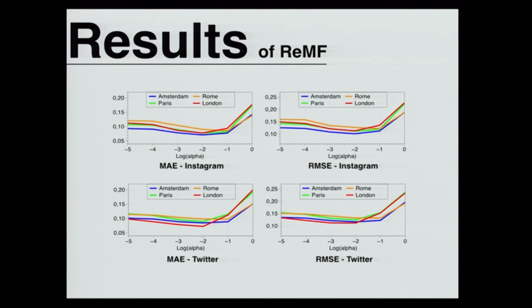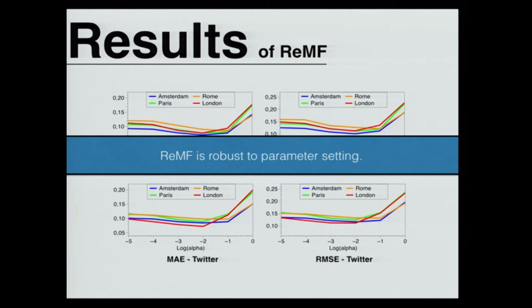Now, let me first give the results of ReMF when alpha varies from small to large, and how the performance of ReMF changes. As you can see from these four figures, the performance usually first decreases, then increases when alpha varies from small to large. Moreover, the curves are more or less stable, and that's why we say that ReMF is robust to parameter setting.